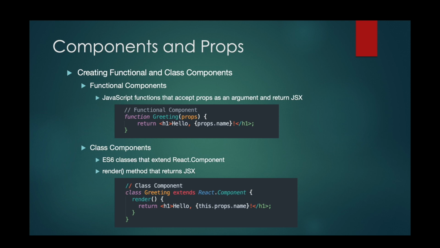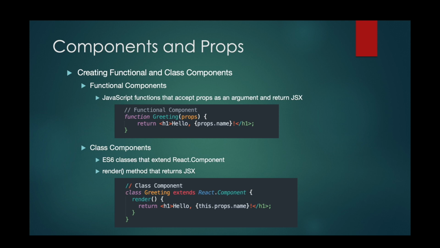Check out this example where I'm creating a functional component. The function name is Greeting and props is the argument, and it returns Hello and passes back {props.name} inside curly brackets, which will be substituted by whatever was passed in the argument.